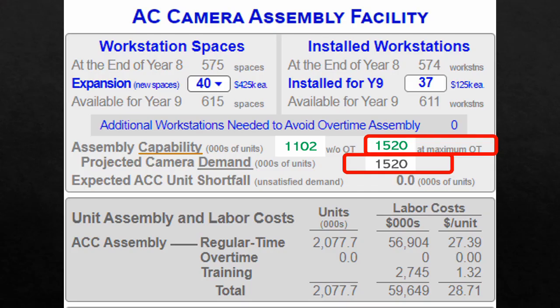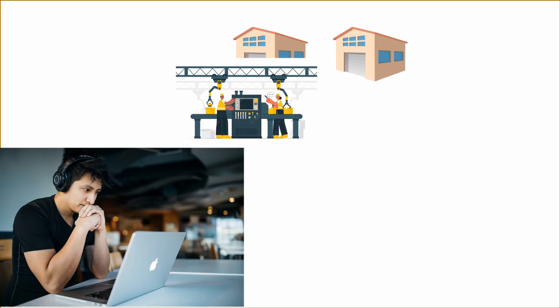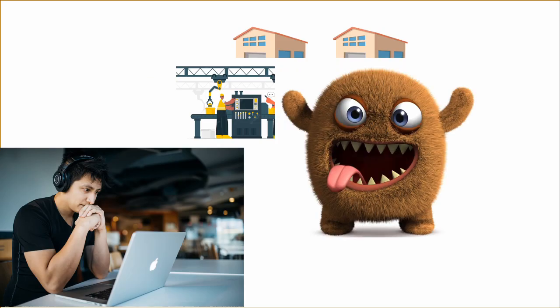Jeremy was smarter. He wouldn't waste money on excess capacity. He made his capacity at maximum overtime exactly equal to his demand. Unfortunately, he had a lot of unmet demand, which caused stockouts or lost sales. All that extra money he spent giving discounts, marketing, and making quality improvements ended as a waste of effort. And his lean little company was eaten up by the monster of demand-side inefficiency.